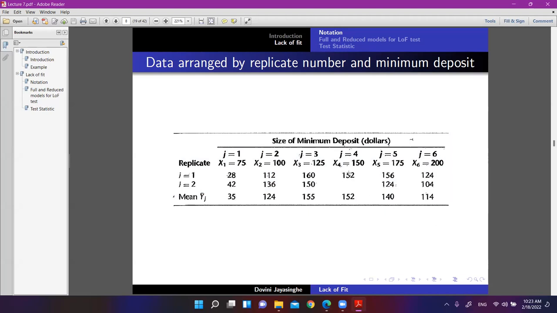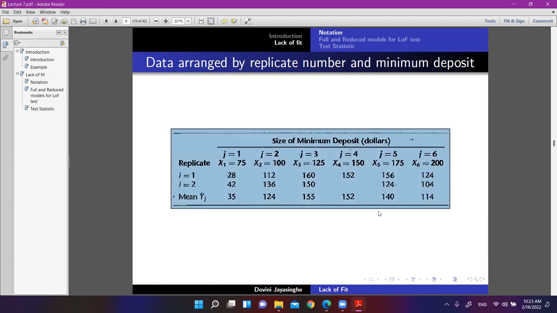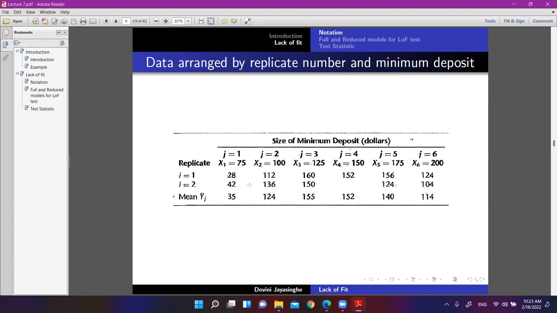Okay, when getting the mean, if we have one observation, just take it as it is. If we have three replicates here, add all three, divide it by three, right? You don't have to divide it by the same number in every case. Just look at the column. How many observations do you have? Sum it up and divide it by the number of observations that you have in that level. So here, 152 divided by 1, it's 152. Likewise, these two adding up divided by 2. Simply you can construct this table.